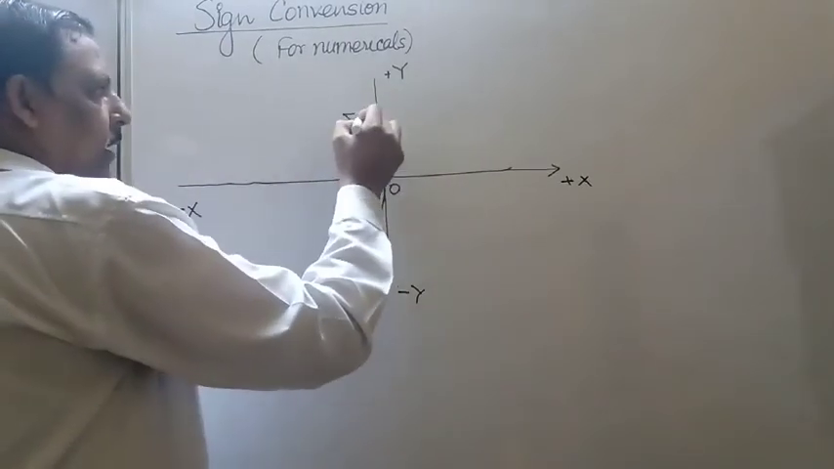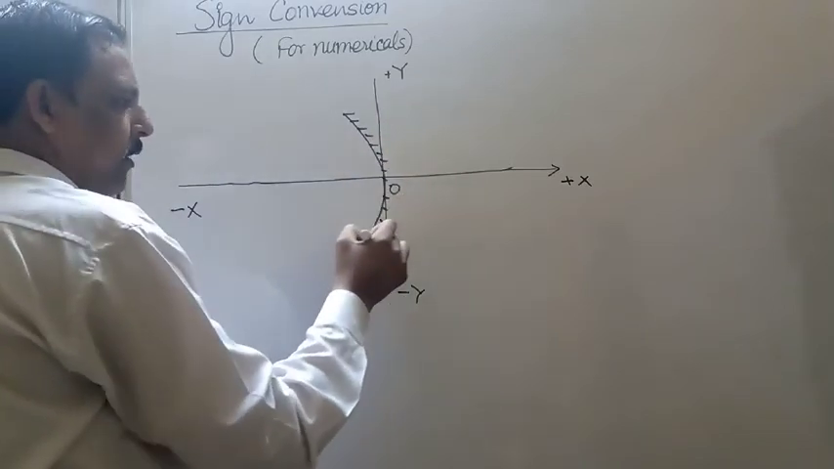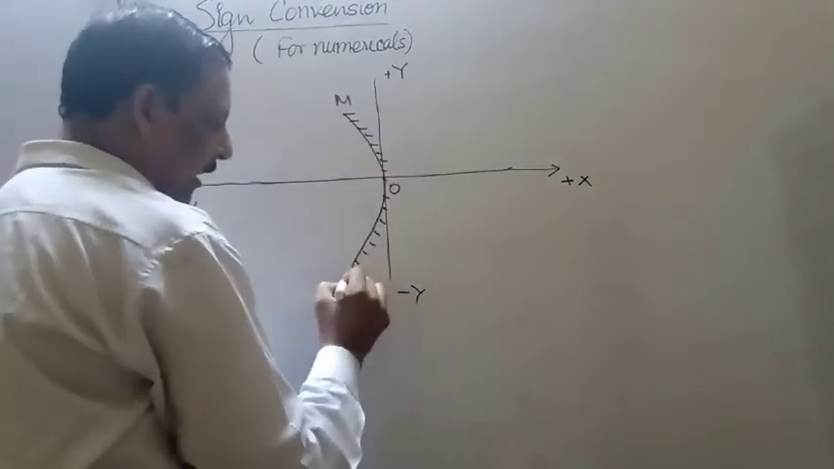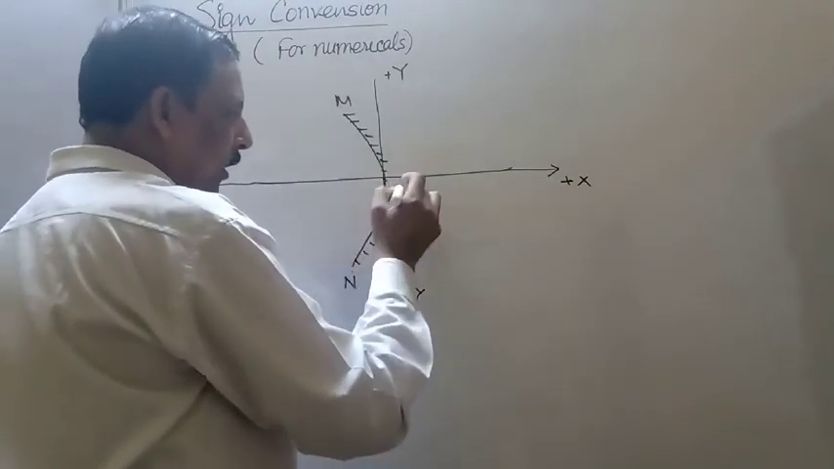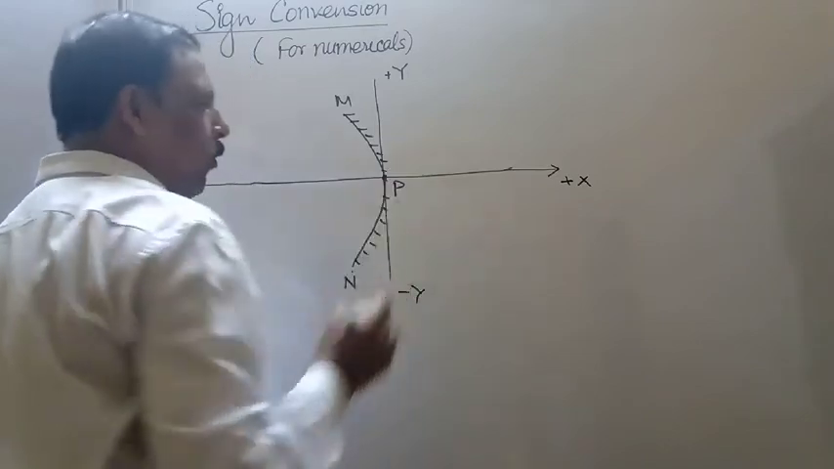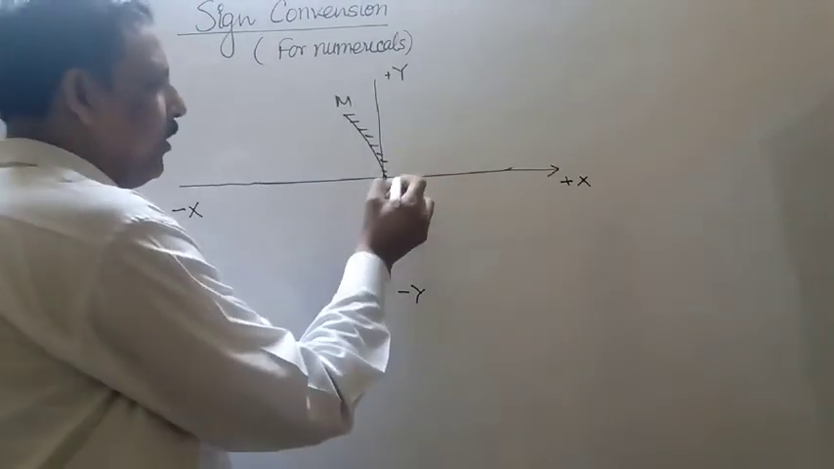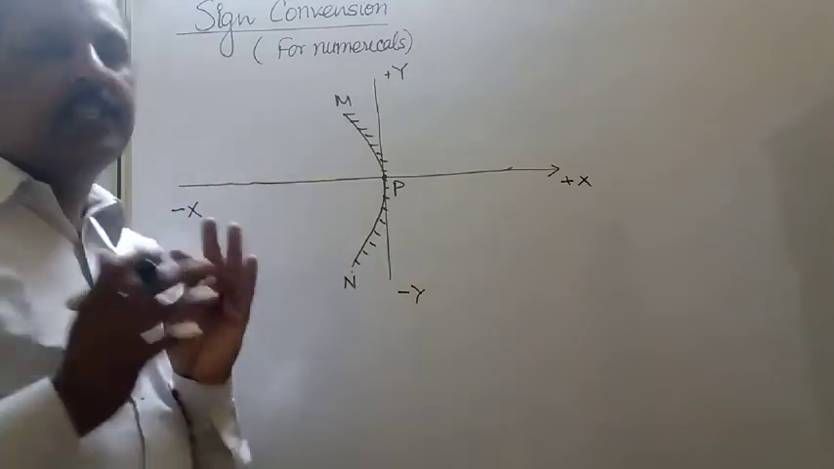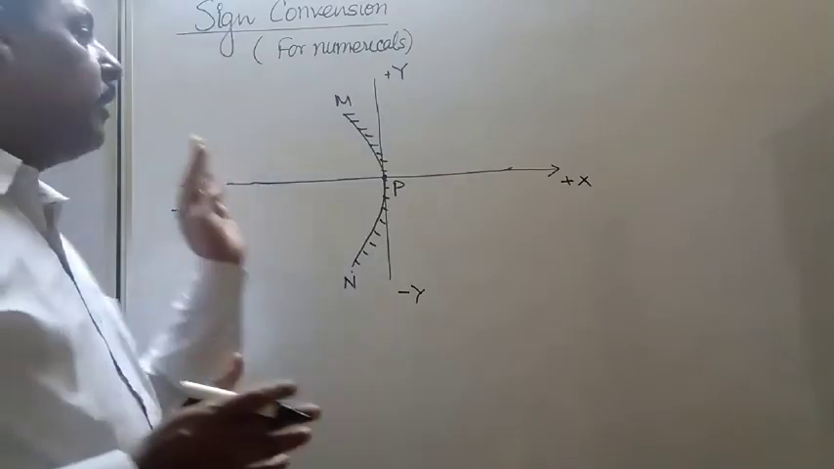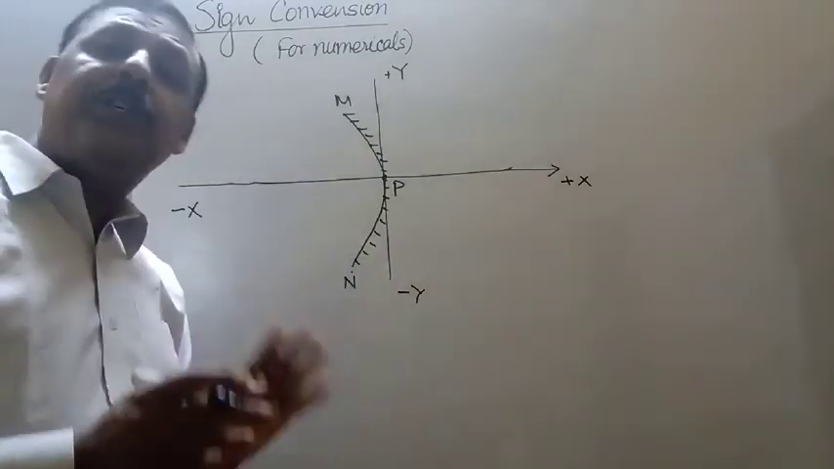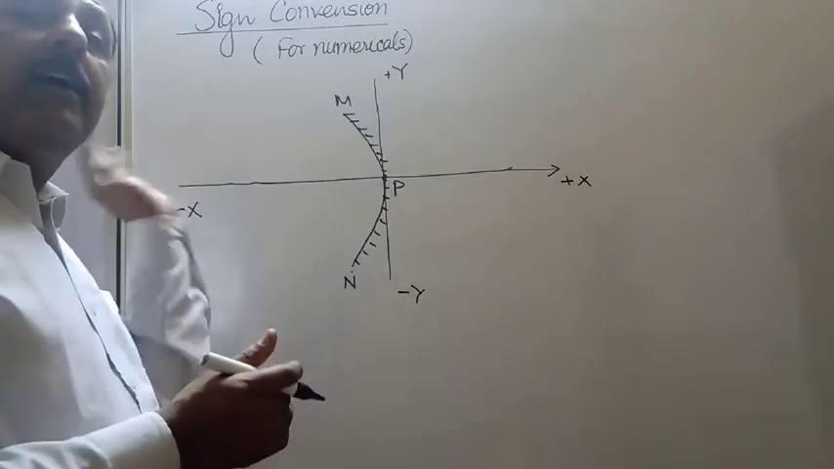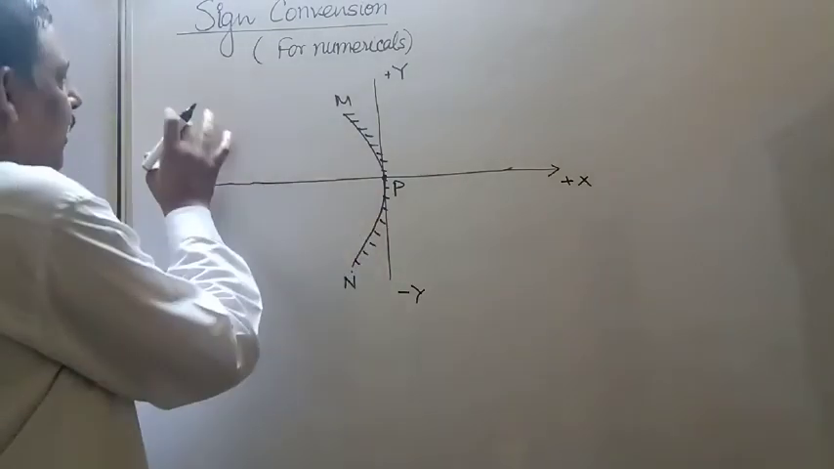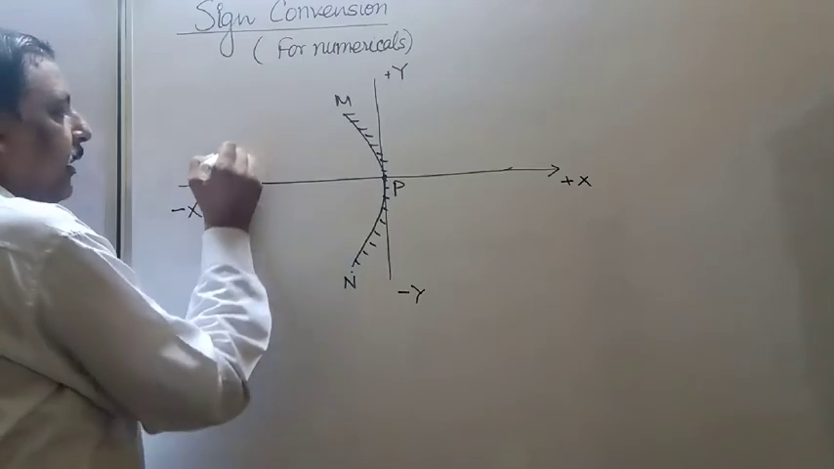This is a concave mirror, and we have polished it. We place the concave mirror in such a way that its pole coincides with the origin. The pole and origin are on the same plane. By convention, all the light is coming from objects, and the object is always placed on the left side of the mirror.